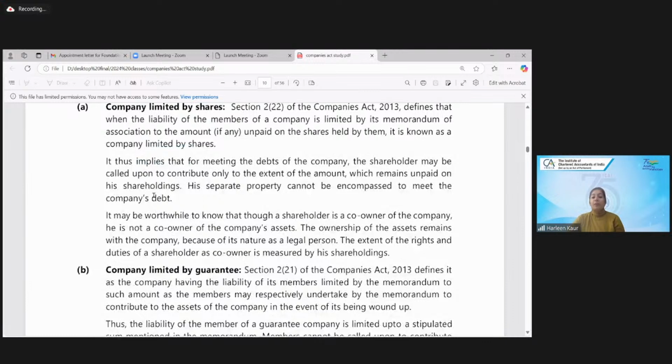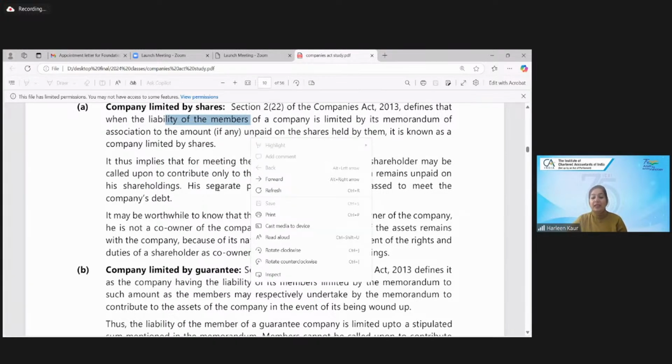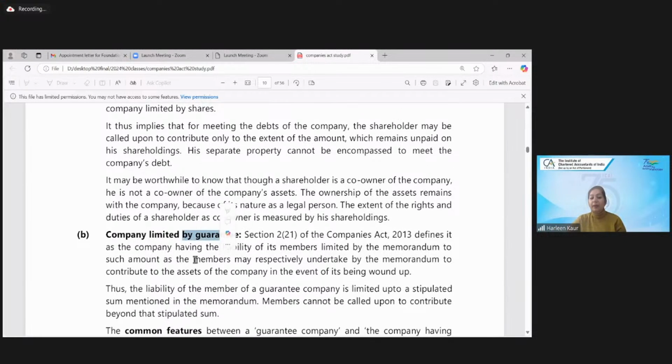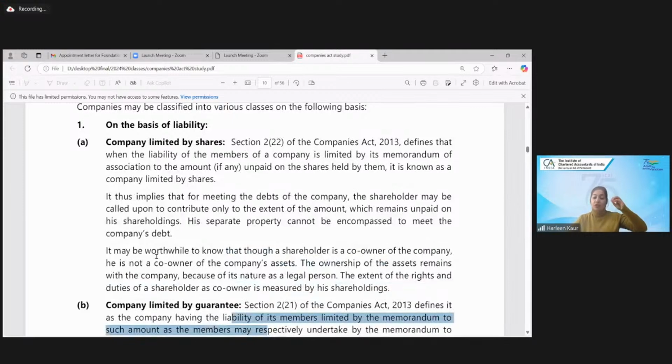So first is the case of company limited by shares. Now, company limited by shares tells you where the liability of the members of the company is stated. Where is it written? It is specifically written in the memorandum of association. So keep underlining these words that I'm telling you. Underline the word MOA, that is memorandum of association. Similarly, for company limited by guarantee also, where is the liability of the members written? It is written in the memorandum of association. The memorandum of association will state that the liability of the members is limited, either limited by shares or limited by guarantee. Clear?